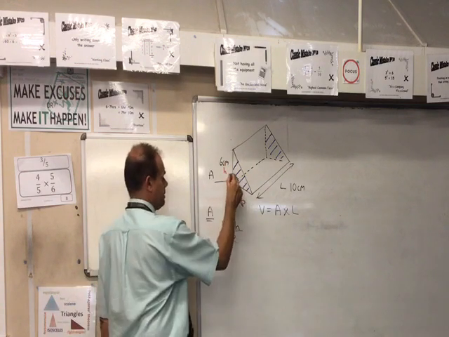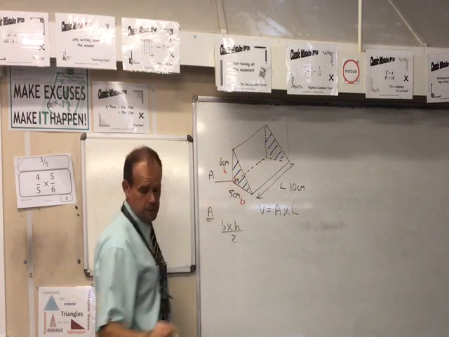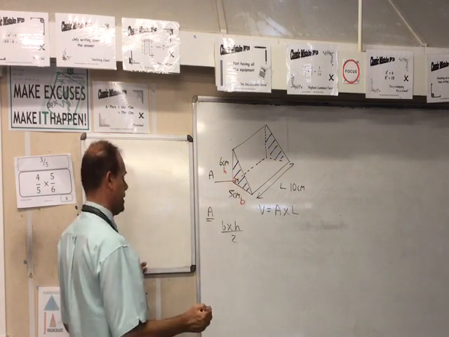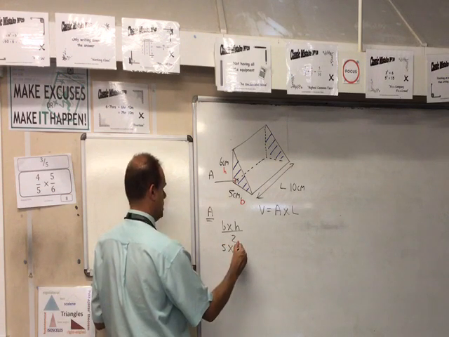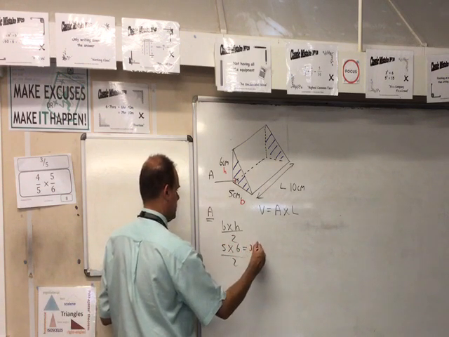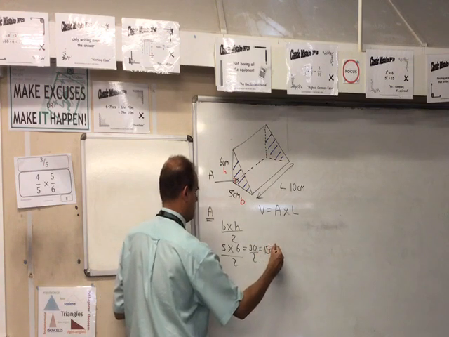And they must be, by the way, the height and the base must be perpendicular to each other, otherwise the formula is not correct. And the base there is 5 times the height there, which is 6, divided by 2. 5, 6 is 30, divided by 2 is 15, so 15 centimetres squared.